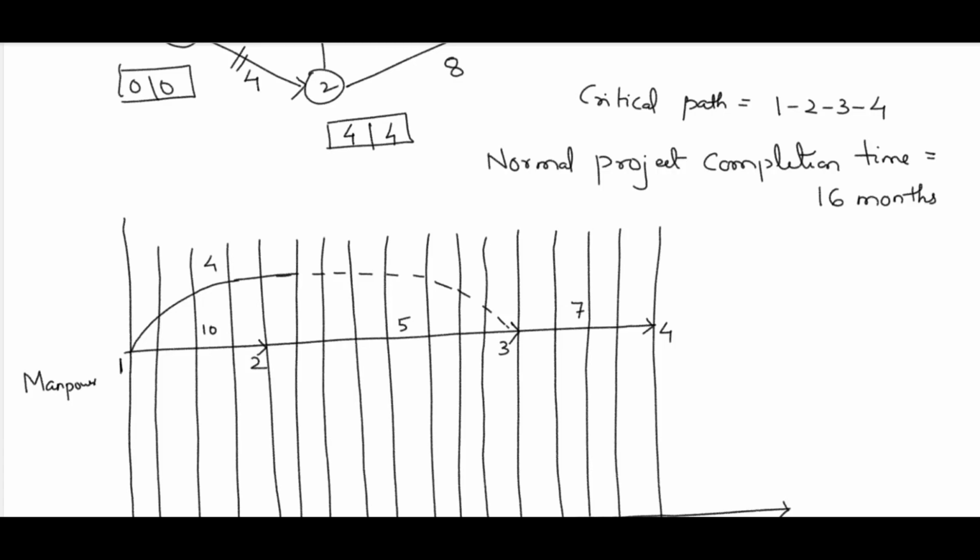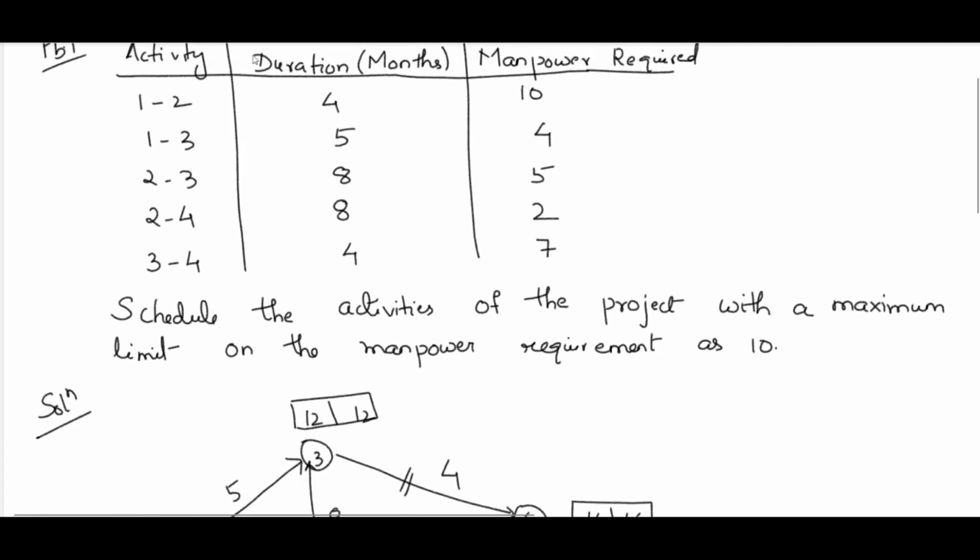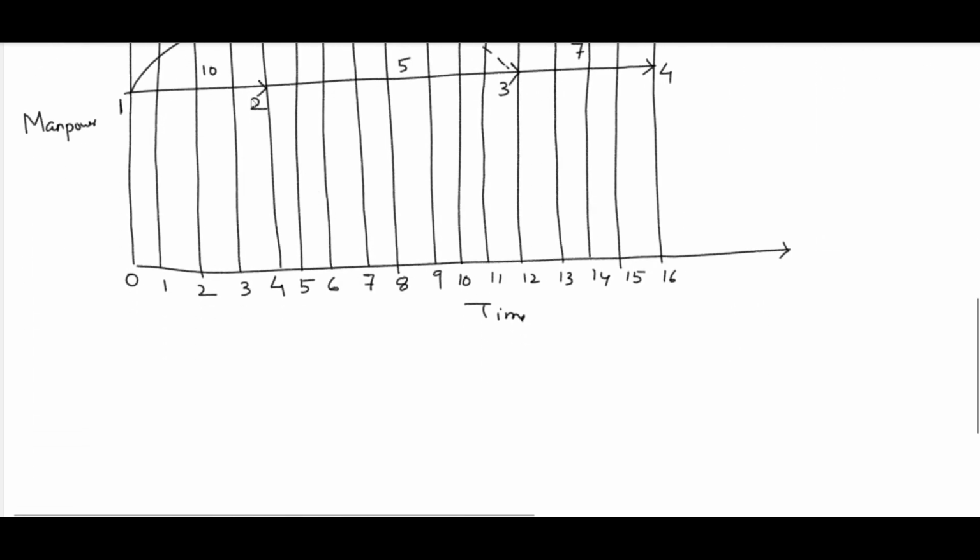Next remaining is 2, 4. Activity 2, 4, what is the duration? Duration is 8 and manpower requirement 2. It starts from 4 and it takes 8. That means 4 plus 8, up to 12, it will be a continuous line. And after that it will be a dotted line. And it takes 2 manpower.